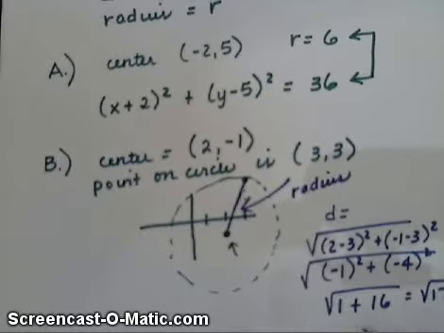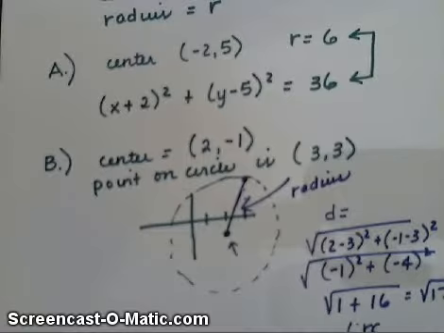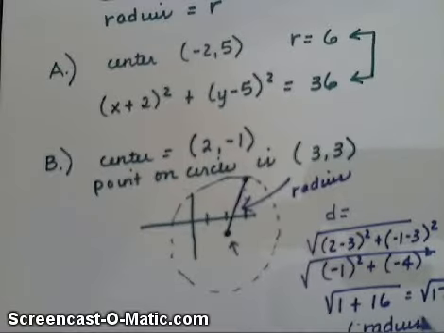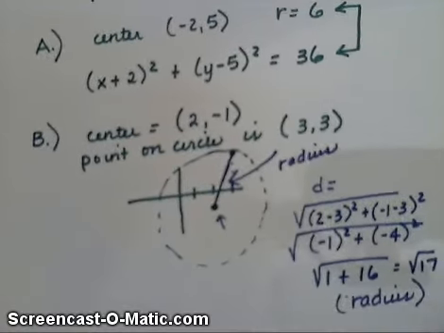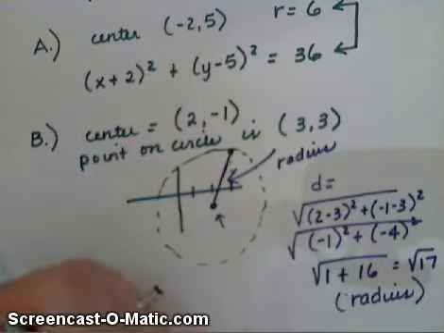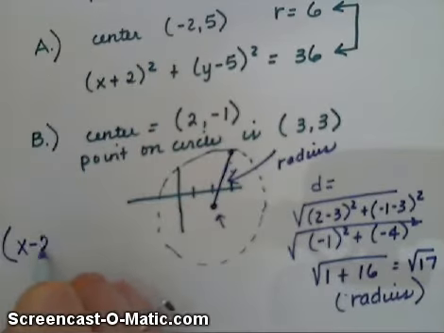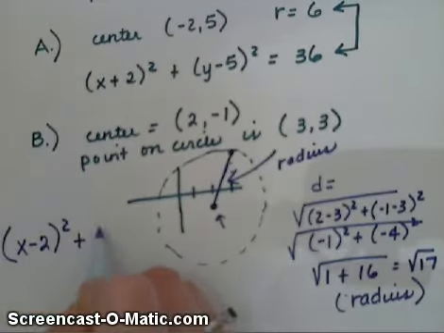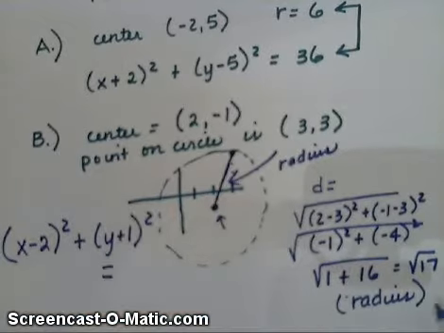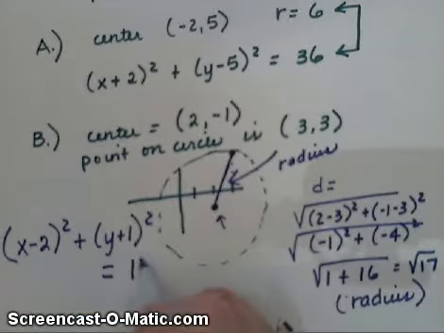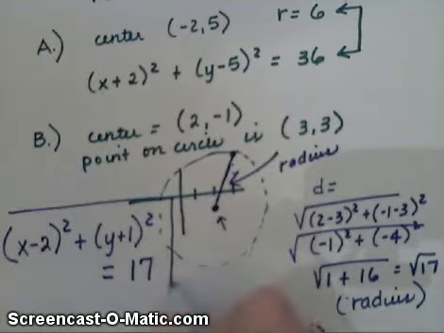Okay, now that we know, so this is the distance, but I'm also going to put a little note to myself, this is the radius. So now that I know the radius is the square root of 17, go back to the question, which was to write the equation. How about x minus 2 squared plus y plus 1 squared equals, and then when we square the radical 17, we're just going to get 17. So this is our equation.